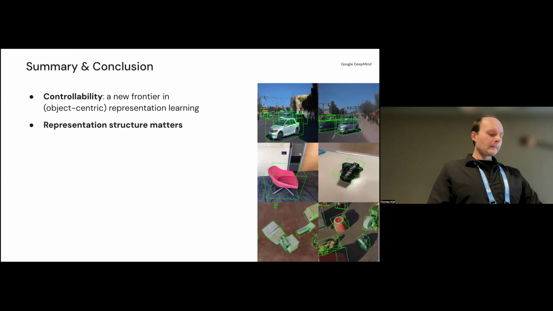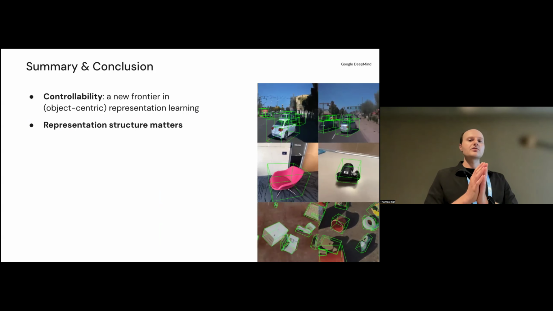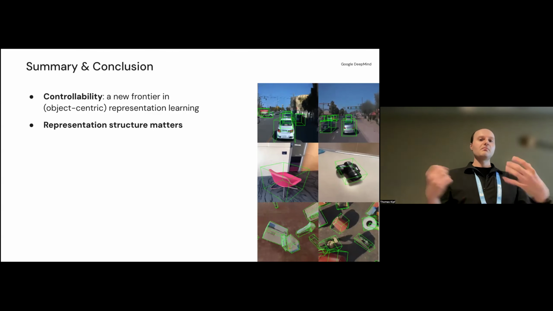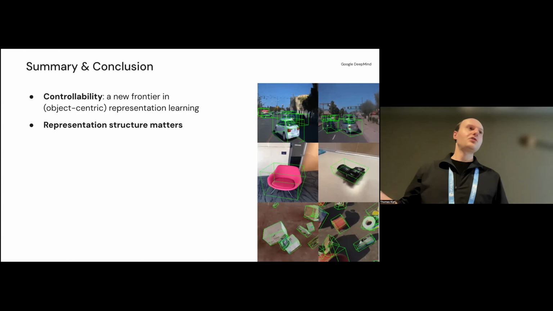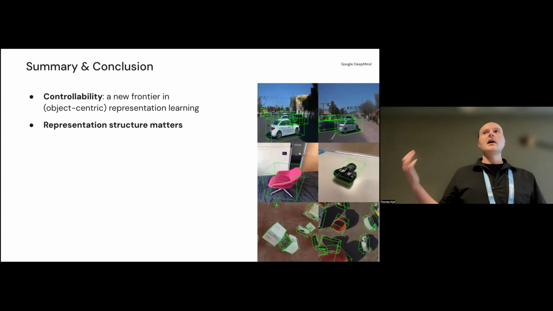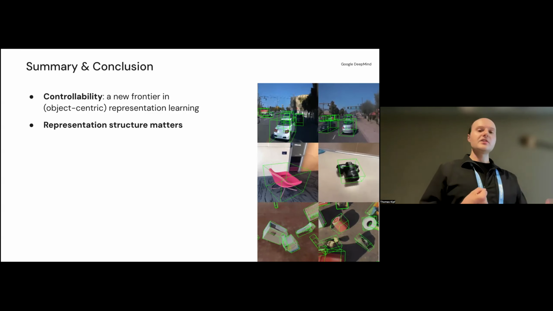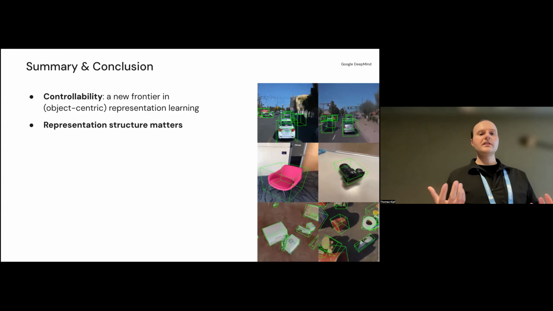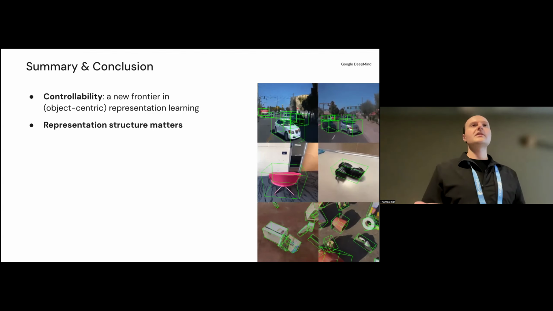And so to conclude, in summary, controllability is really a new frontier in representation learning and also object-centric representation learning, because we have these generative models now where we can inspect how these representations are controlled. We can literally just render any kind of intervention, and we can intuitively see failure modes. We only scratched the surface of this so far.